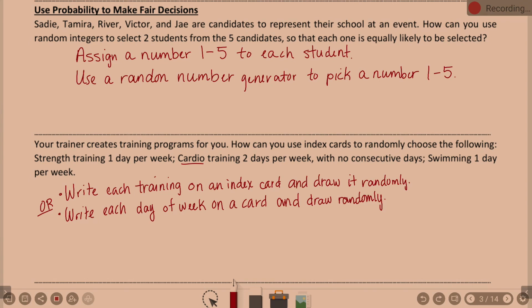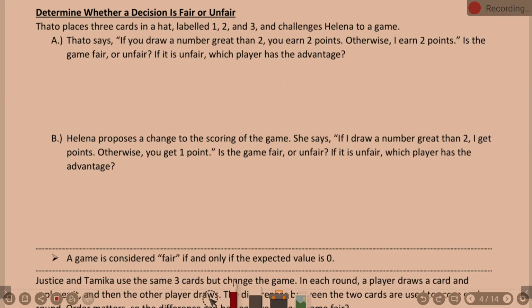Okay. So, looking a little more officially at determining if something is fair or unfair. As we look at this next example, Theo places 3 cards in a hat, labeled 1, 2, and 3, and challenges Helena to a game. Theo says, if you draw a number greater than 2, you earn 2 points. Otherwise, I earn 2 points. Is this game fair or unfair? And if it is unfair, which player has the advantage? Unfair. Theo has the advantage because he gets 2 numbers and Helena gets 1. Okay.